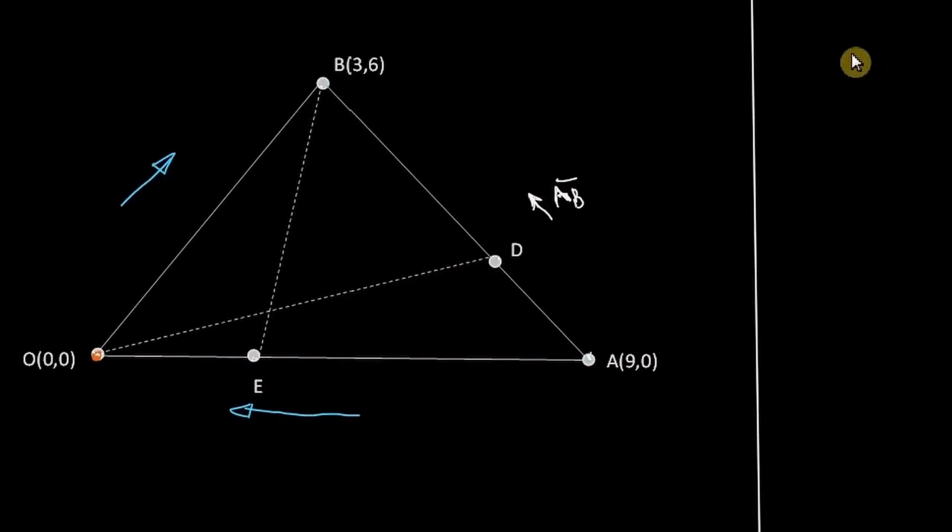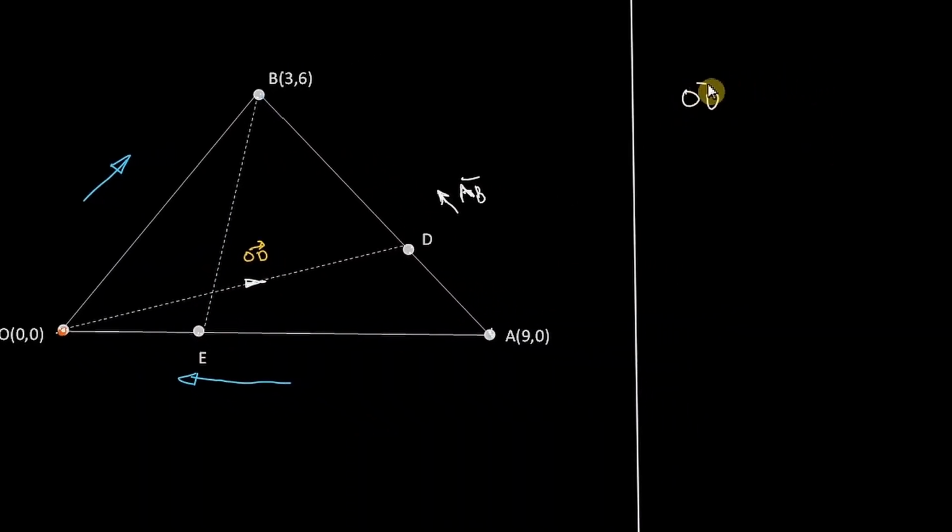So next we need to find the vector OD. OD is a vector going from O to D, and we have identified it here. So let's write vector OD going in this direction. To find the vector OD, we are going to take the path where we go from O to A in this direction, and then from A to D in this direction. So we go along OA, and then from A to D. So the vector OD is equal to OA plus AD.